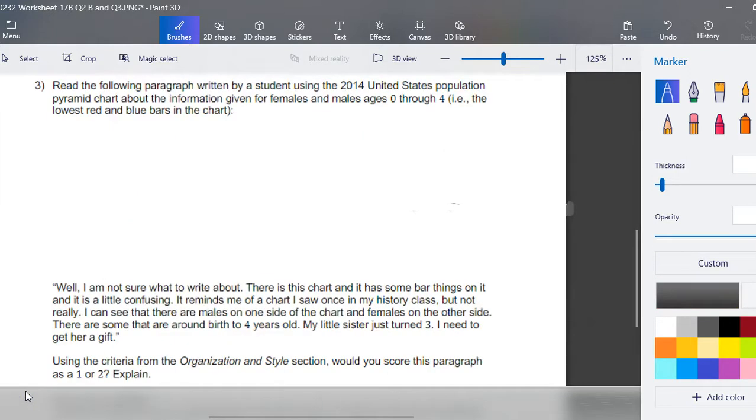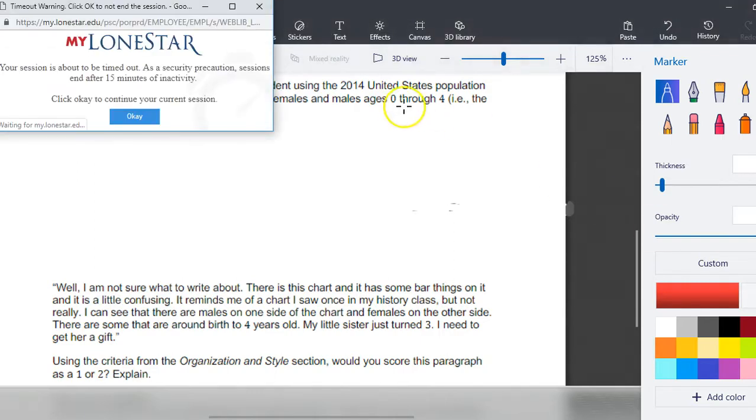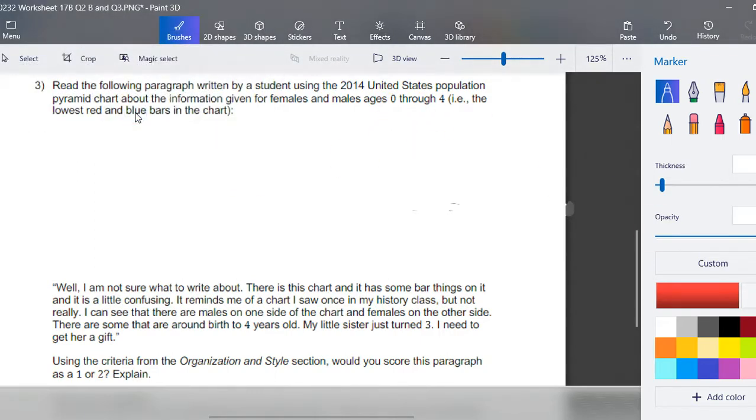So let's get some more practice on writing with the rubric and getting the highest scores that we can possibly get. Looking at question 3, it asks us to read the following paragraph written by a student using the 2014 United States population pyramid chart about the information given for females and males ages 0 through 4. In other words, it's the lowest red and blue bars on the chart.